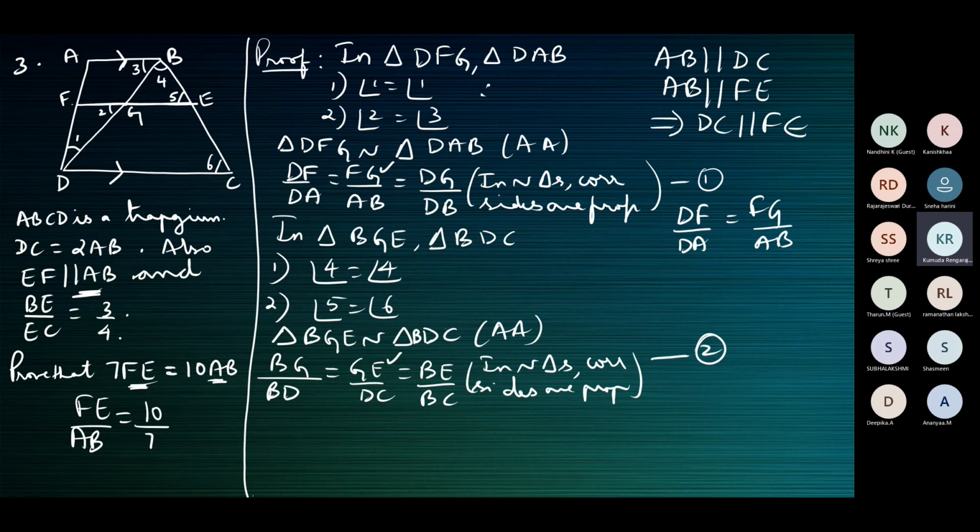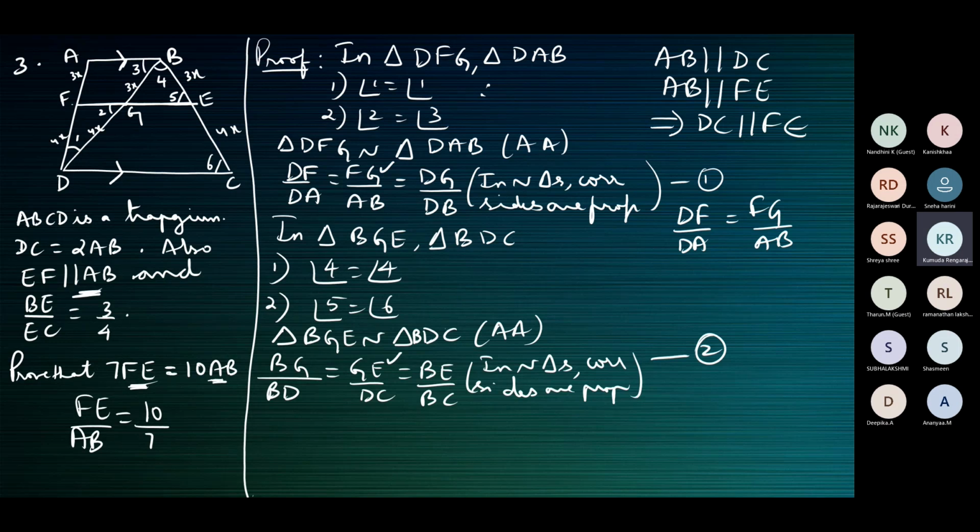Now, because BE by EC is equal to 3 by 4, you know by BPT, this is 3 parts, so this is 3x and this is 4x. By BPT, BG is also 3x, and this is 4x. You can use the intercept theorem also here. Instead of working BPT, you can use the intercept theorem, if you are in 9th standard.